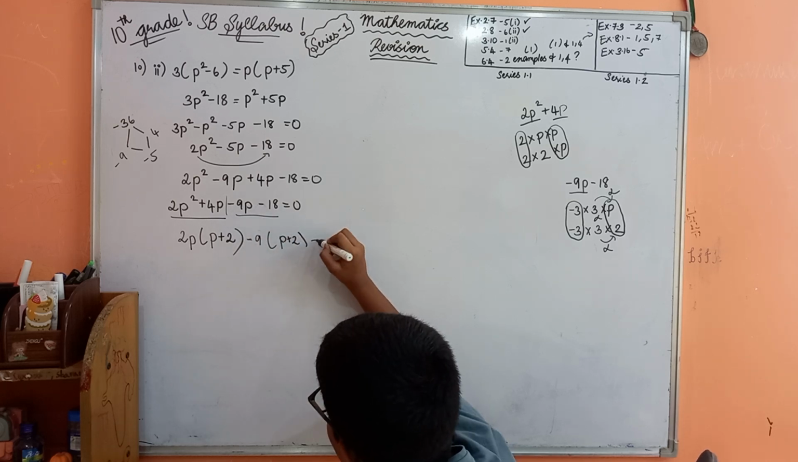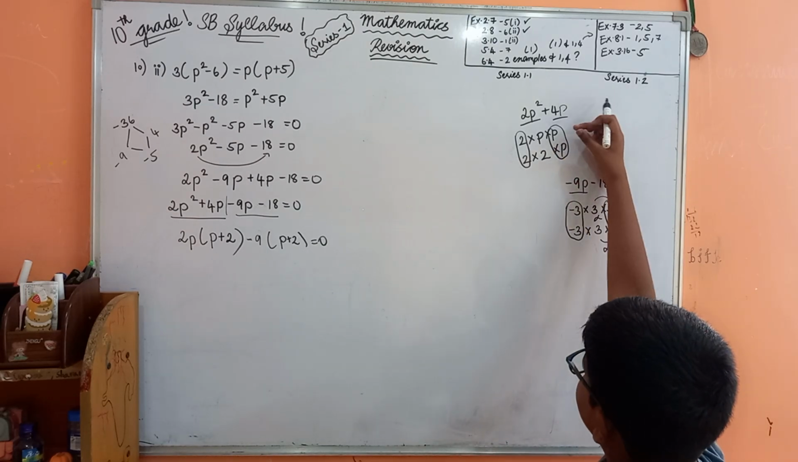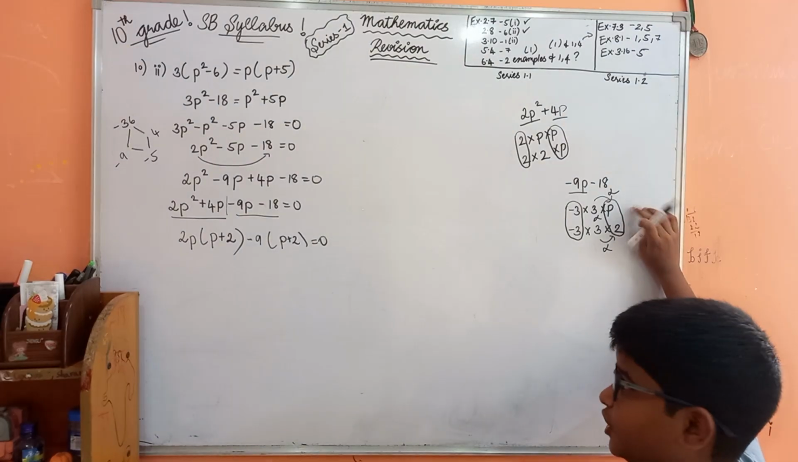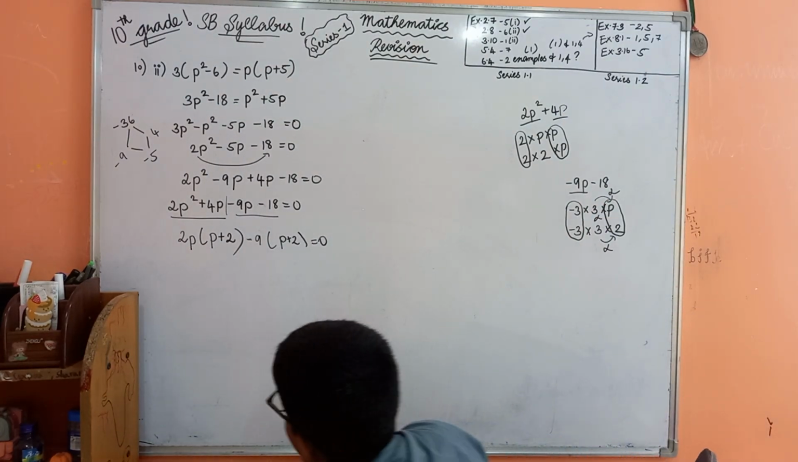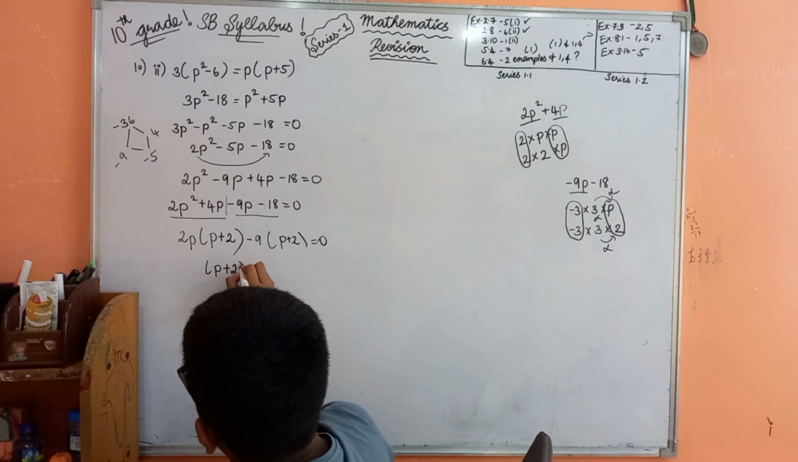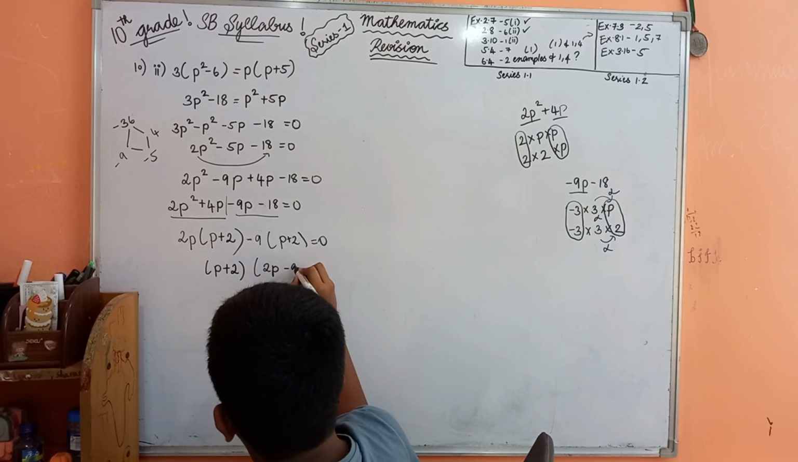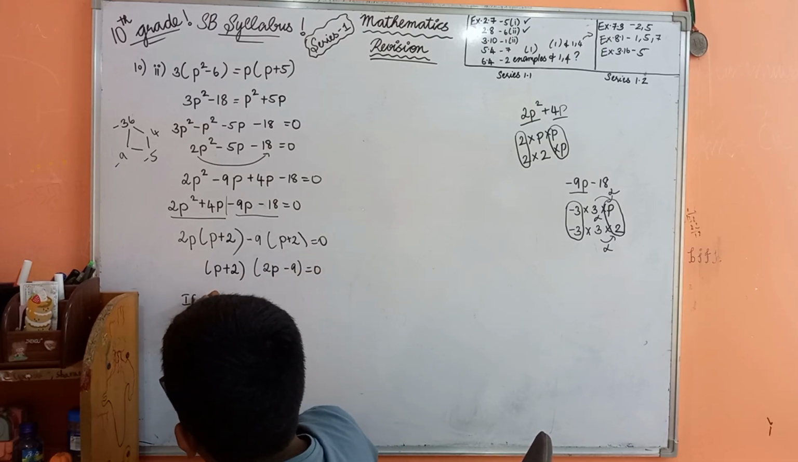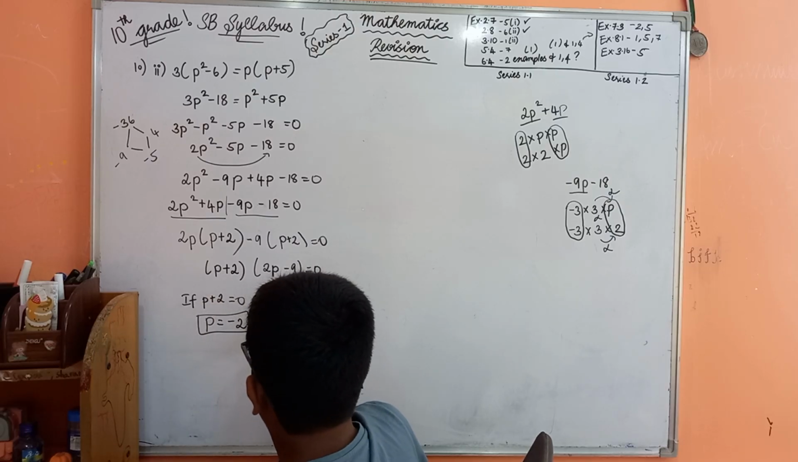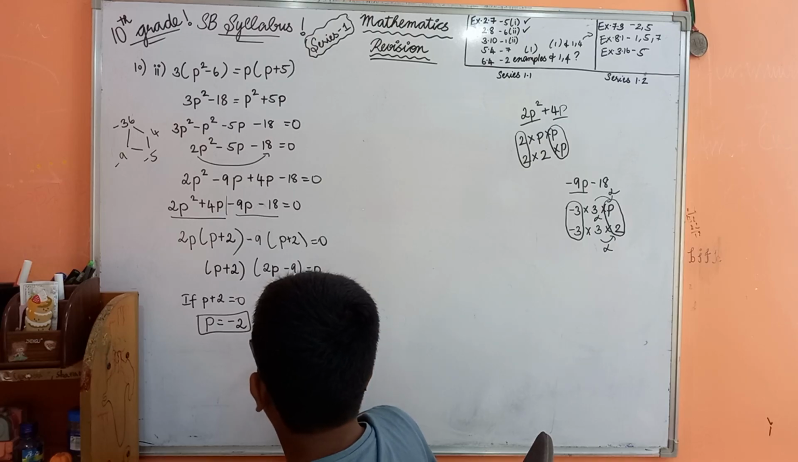So you're going to be asking me, why didn't you put 4 over here? Because here you can see that there's no variable in common, so we can just put it as p plus 2, 2p minus 9 is equal to 0. If p plus 2 is equal to 0, we get p is equal to minus 2. If 2p minus 9 is equal to 0, minus 9 goes over here, so 2p is equal to 9, and 2 goes over here, so p is equal to 9 by 2.